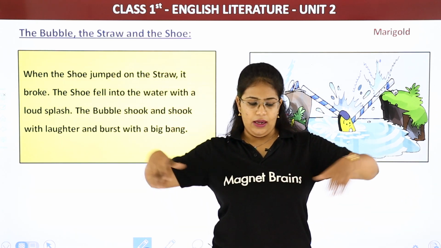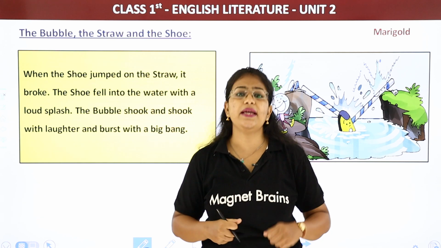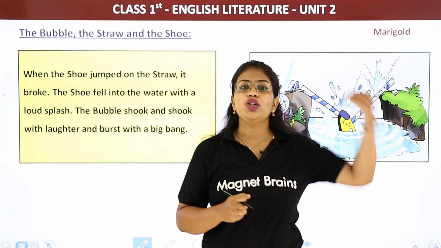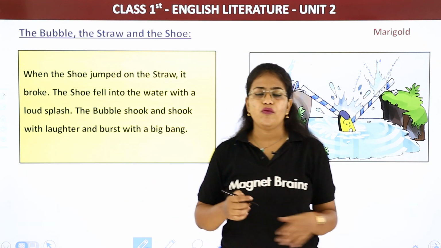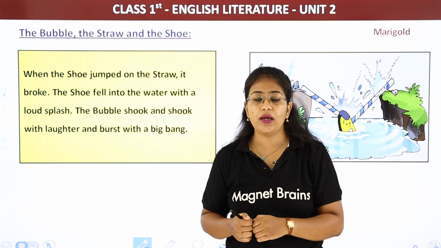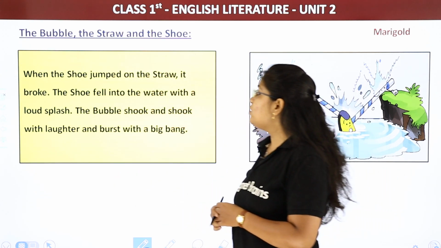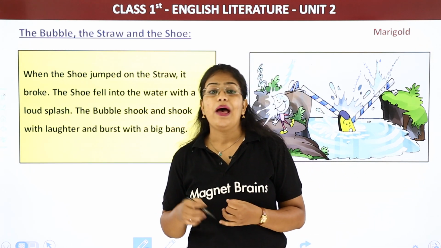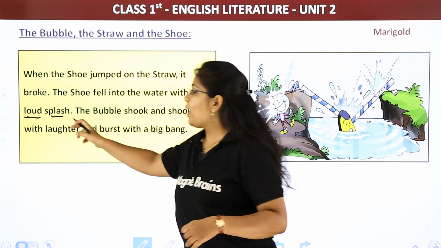अब इतना बड़ा बैंक पे जब स्ट्रॉ स्ट्रेच करके बैठा है तो शू को धीरे धीरे ध्यान से क्रॉस करना चाहिए था। शू ने क्या किया, he jumped over the straw and the straw broke. वो इतनी जोर से स्ट्रॉ के ऊपर जंप किया कि स्ट्रॉ टूट गया, and both of them, the shoe fell into the water with a loud splash. स्ट्रॉ टूट गया and shoe fell into the water with a loud splash.